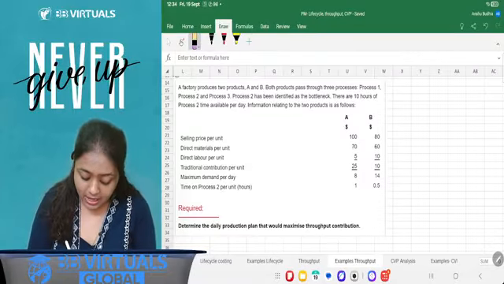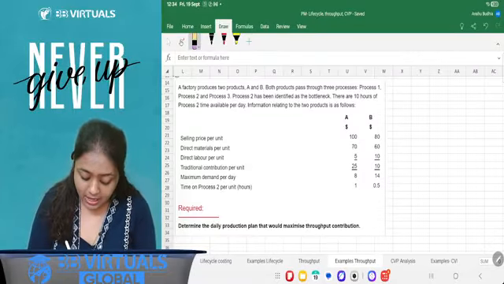Determine the daily production plan that would maximize the contribution. So the aim is to maximize contribution. How would you do it? How would you know which product should be made most? Product A or product B? So what are the steps that we should be following? Look at my screen, guys, and now let's complete this question.